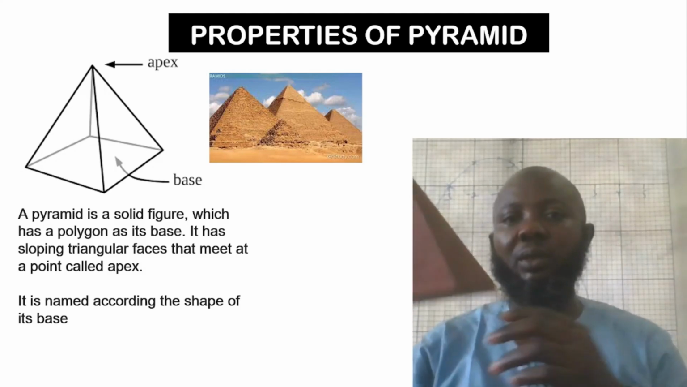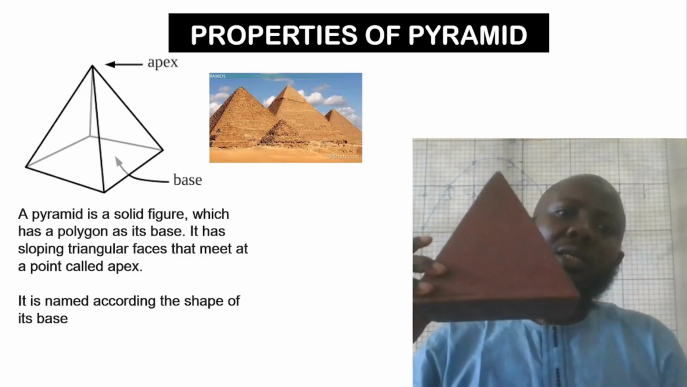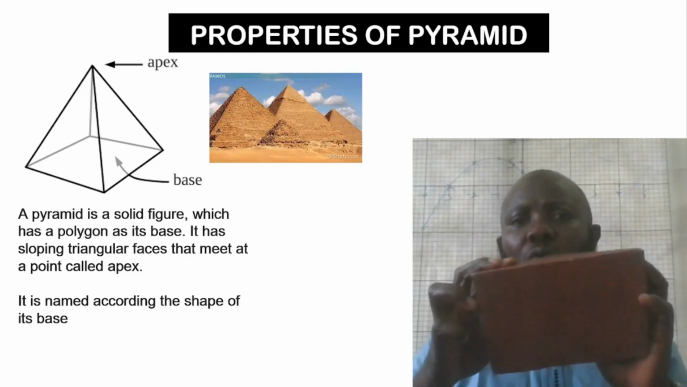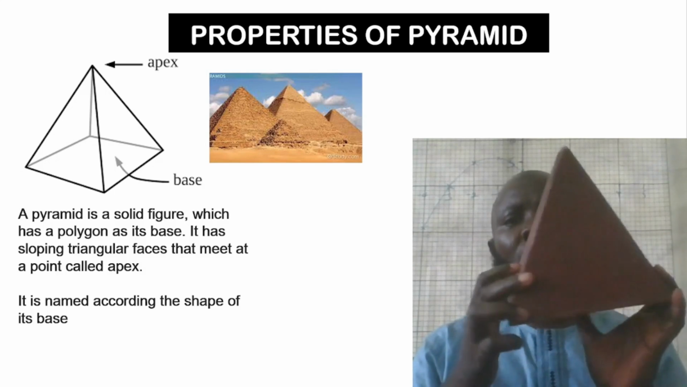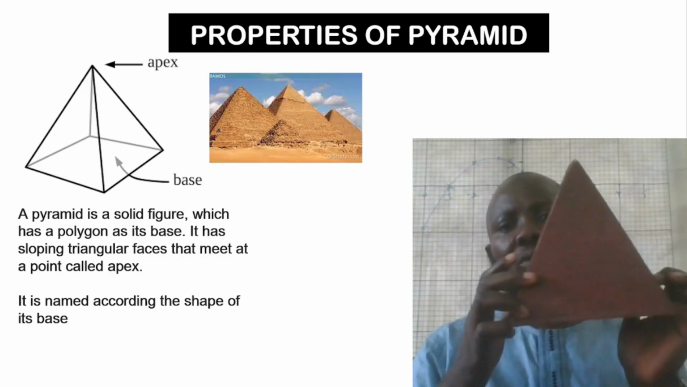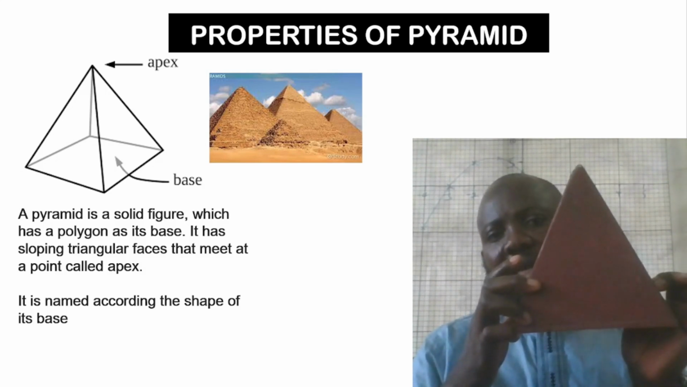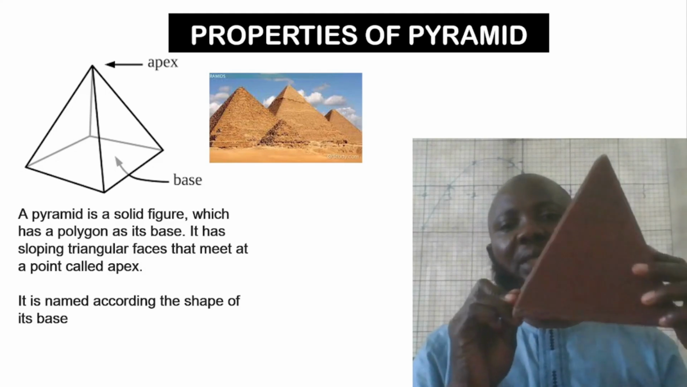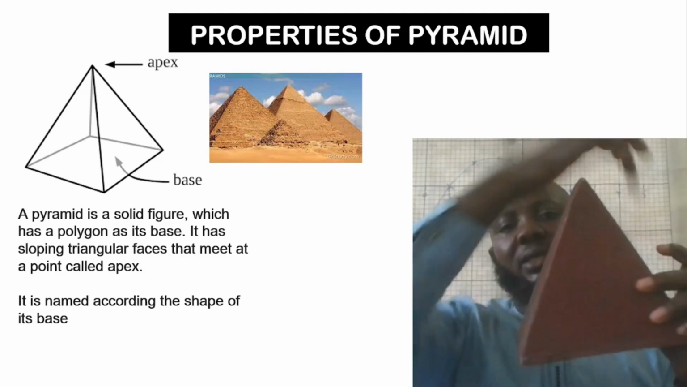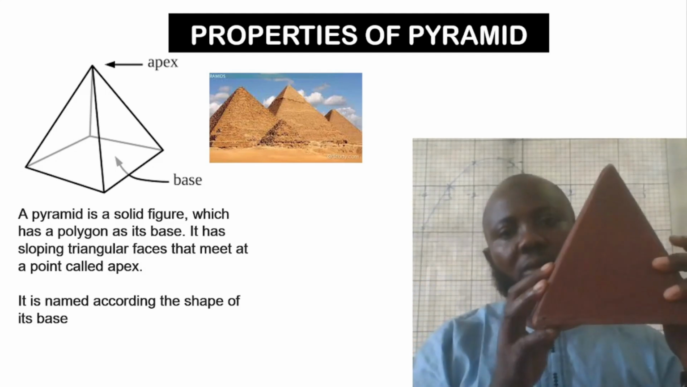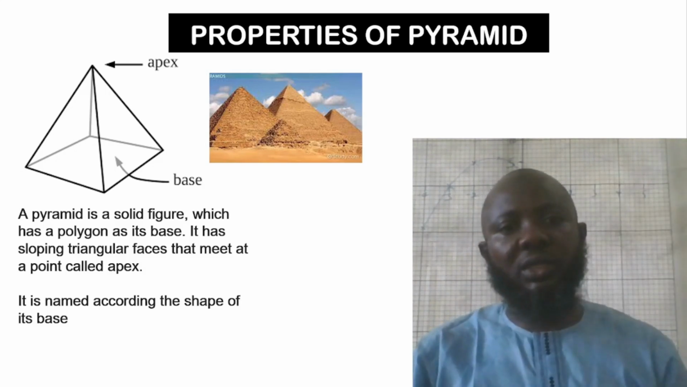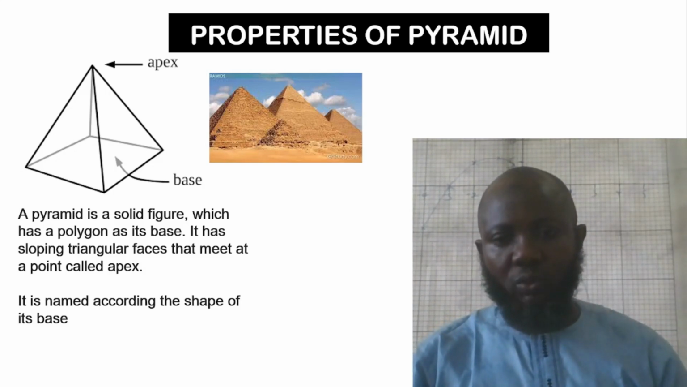Look at this shape here. This one here is a pyramid, but the base is in the form of what? A rectangle. So we name this one a rectangular pyramid. I hope that is clear. What you are going to notice on a pyramid is that the base and the top are not the same, and the sides will always be triangles.